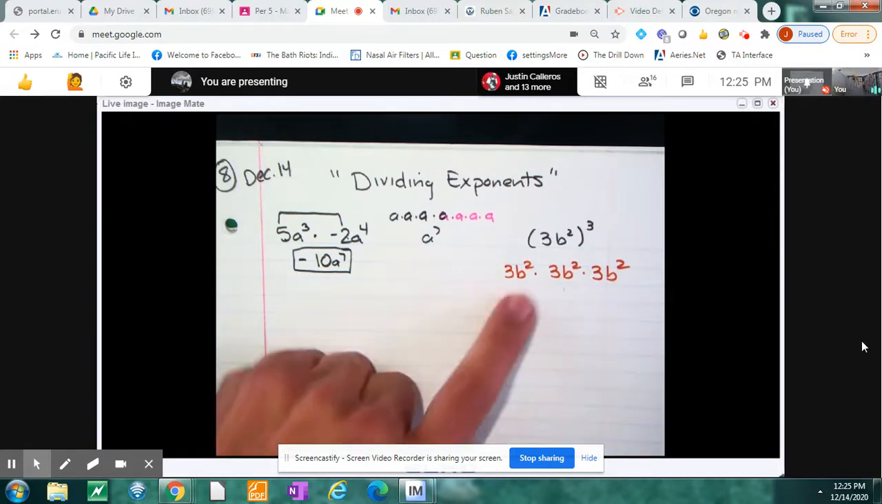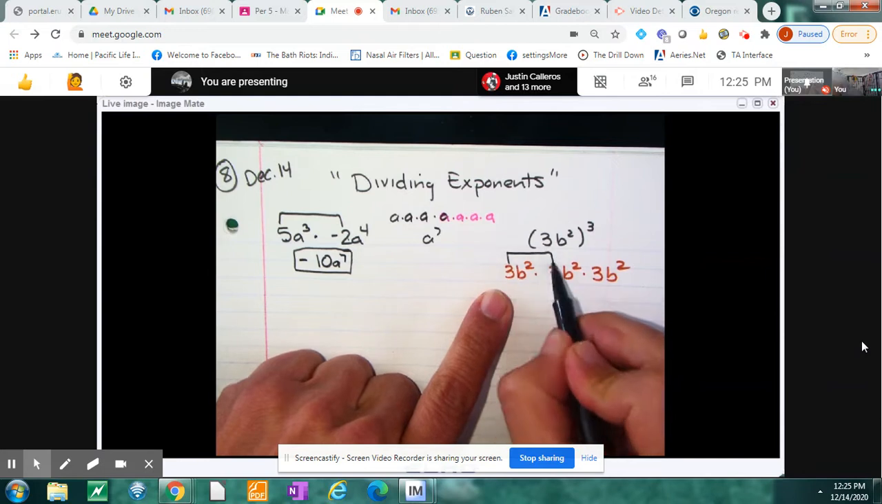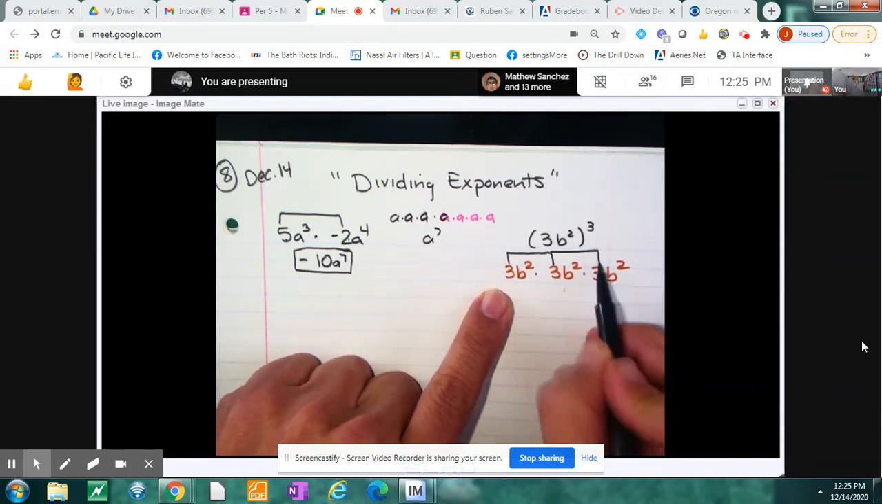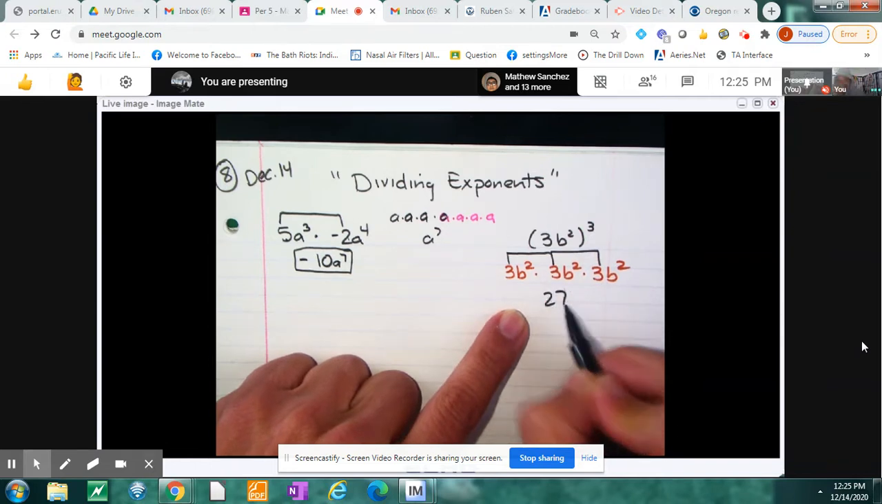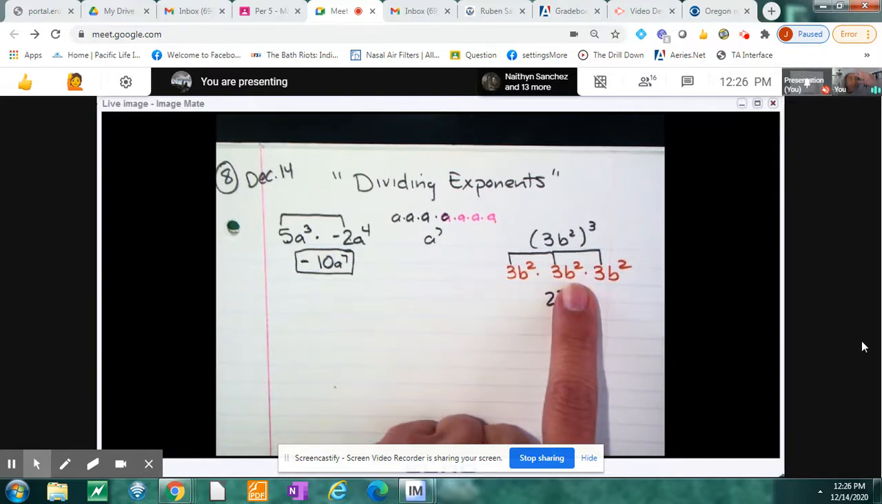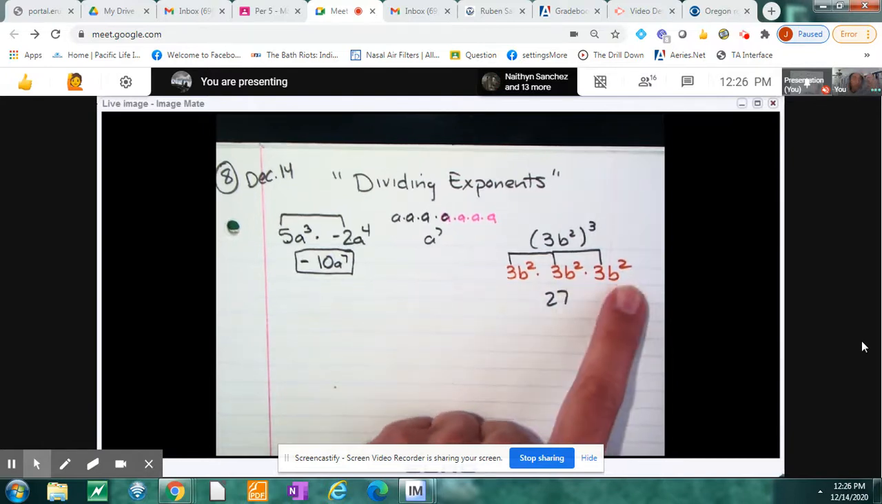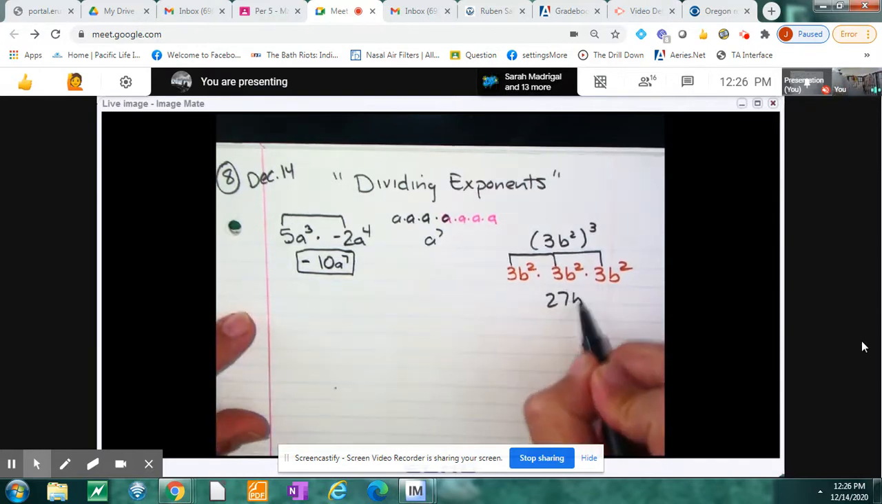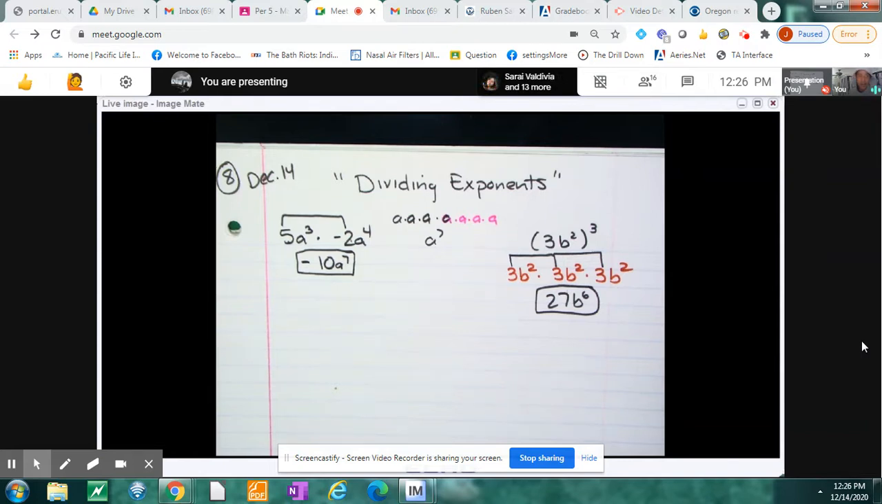Now we're going to multiply the numbers, the coefficients. 3 times 3 is 9. 9 times 3 is 27, right? And then b to the 2 is b times b. Another b to the 2, b times b. And another b to the 2 is b times b. So it's a total of how many b's? 6, right? So b to the power of 6. So that's what we've done, all right?